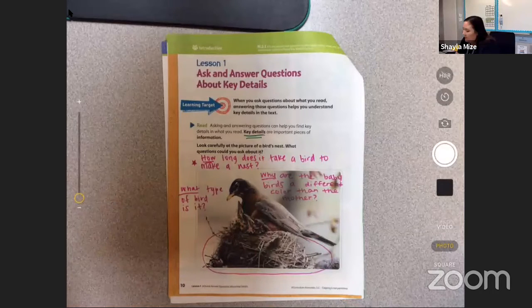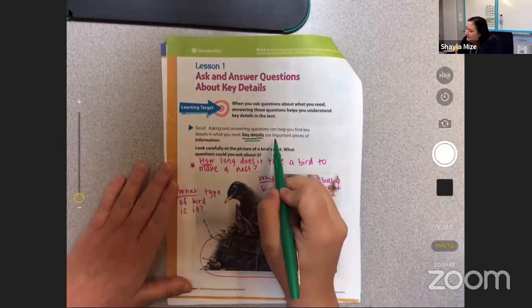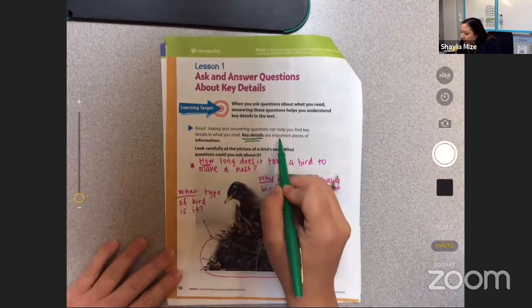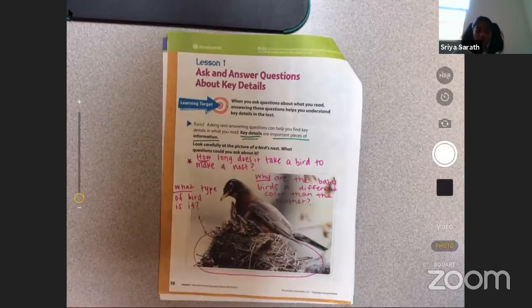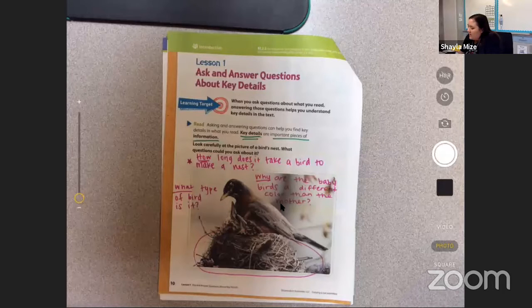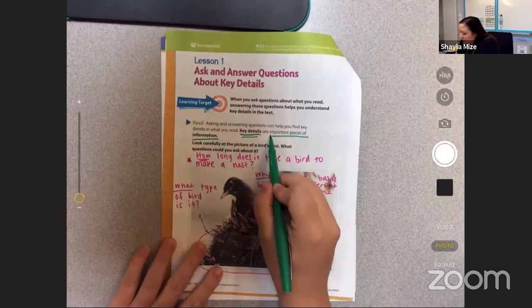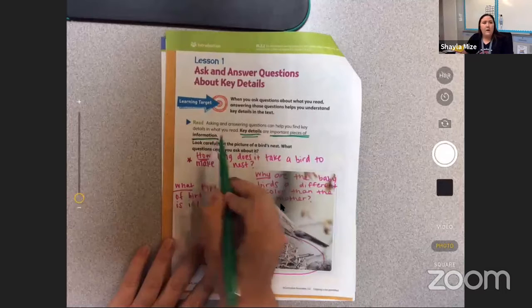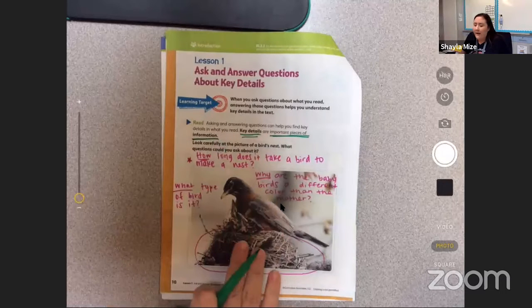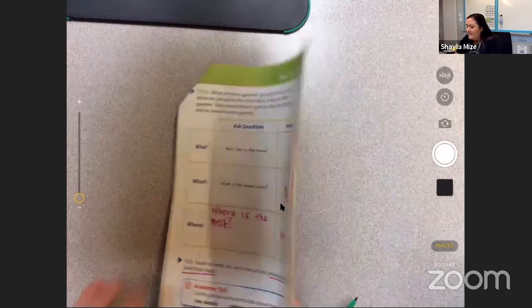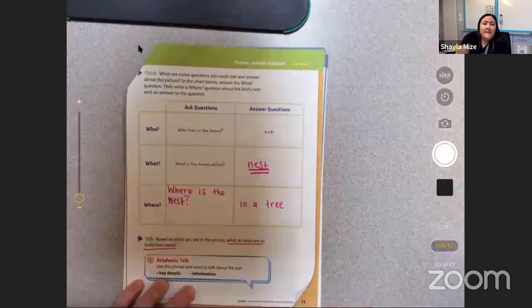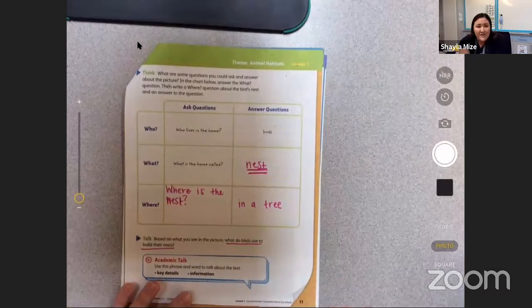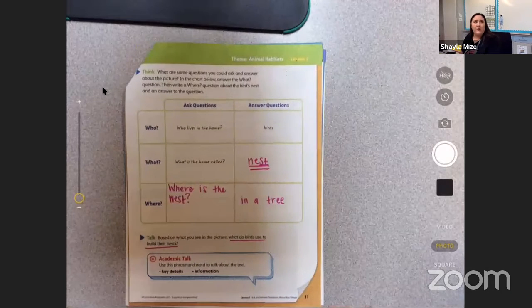So a key detail is important pieces of information. Go ahead and underline on page 10: key details are important pieces of information. Yesterday, we asked and answered questions. We did a who question, a what question, and a where question.